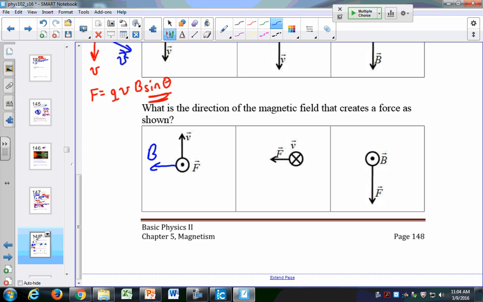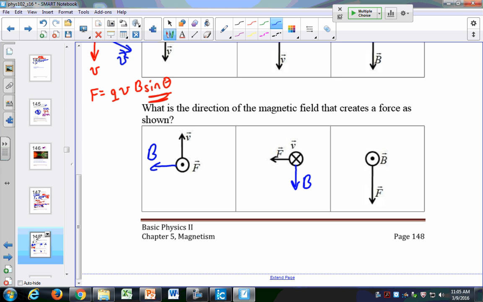Notice on this third one that I give you the magnetic field and the force vector. So you should be able to determine that third vector given any two combinations. So my magnetic field is in the downward direction.